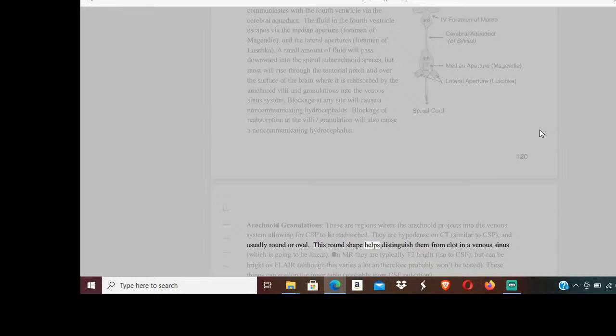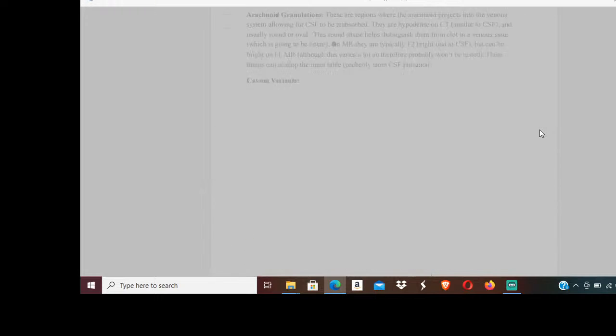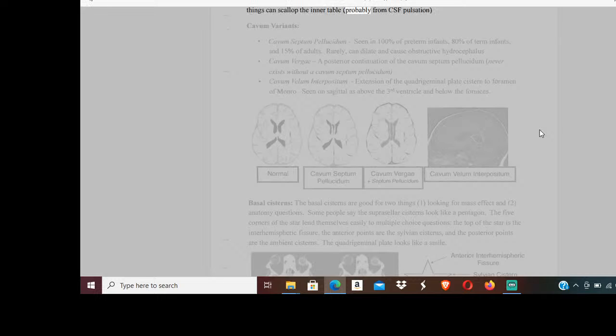This round shape helps distinguish them from clot in a venous sinus, which is going to be linear. On MR they are typically T2 bright, isointense to CSF, but can be bright on FLAIR, although this varies a lot and therefore probably won't be tested. These things can scallop the inner table, probably from CSF pulsation.